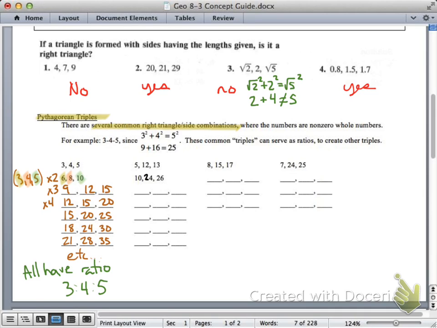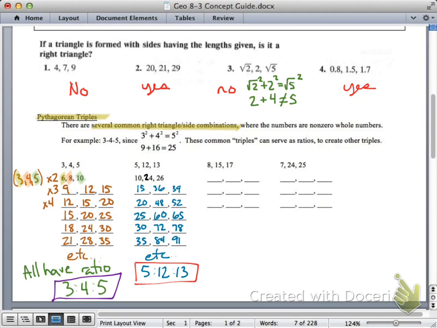5, 12, 13, same thing. 5 squared plus 12 squared, that's 25 plus 144, equals 169. 5, 12, 13 is a very common right triangle, so you should learn it. So if 5, 12, and 13 is one, so is, if you multiply times 2, 10, 24, and 26. Times 3, 15, 36, 39, 20, 48, 52, etc.